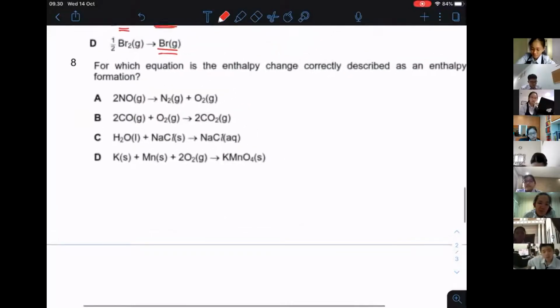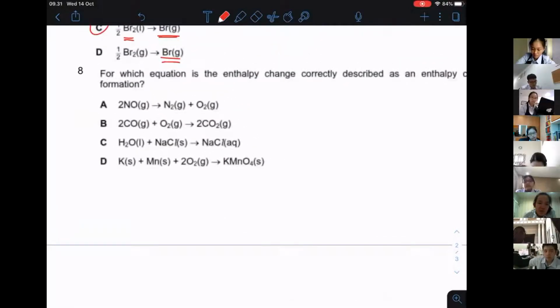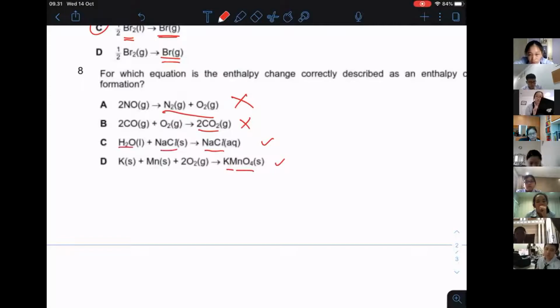The last one here: which one correctly describes the enthalpy change of formation? Formation must be 1 mole of compound being formed. So we form 1 mole of compound from the elements. Are they elements here? Definitely not. These are the elements, and check that they are under standard condition. The answer is going to be D.